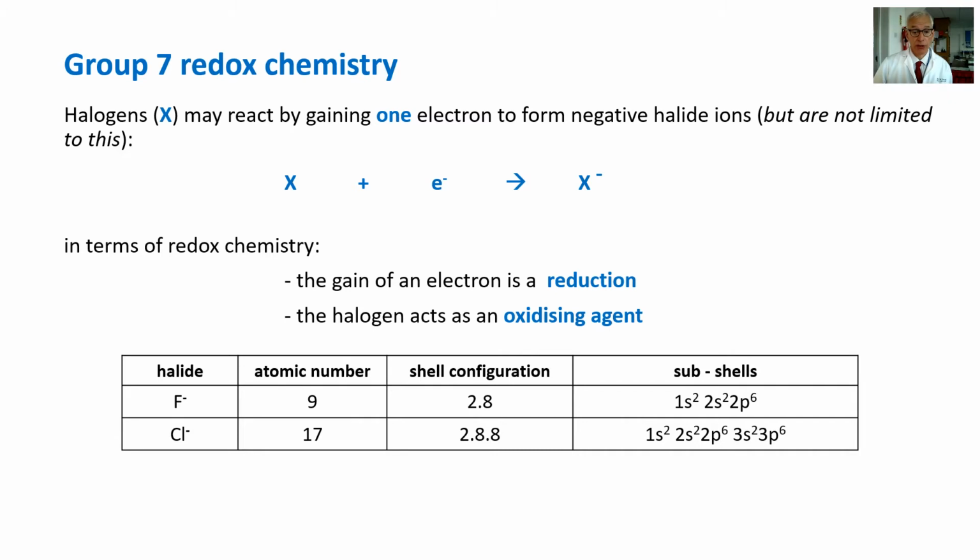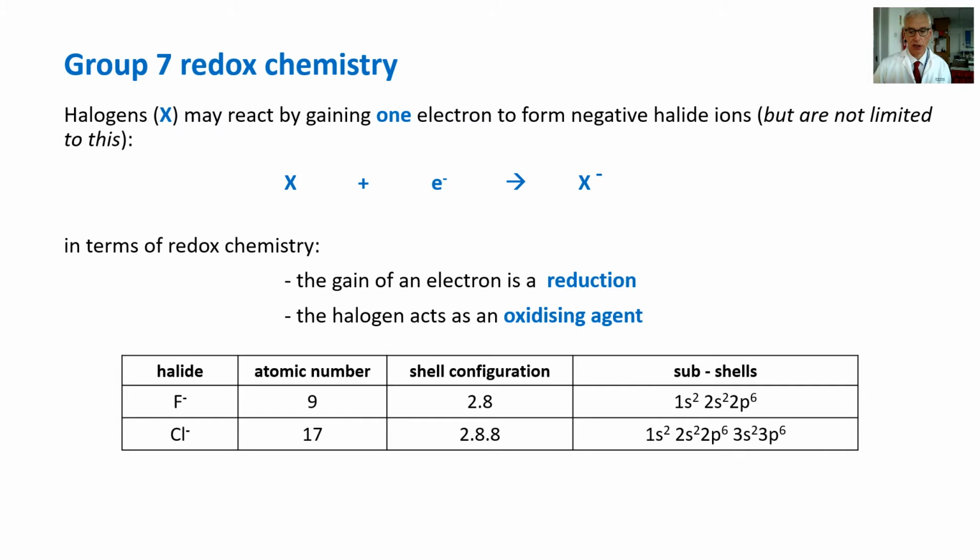The electron configuration in shells is 2,8 because fluorine as an atom has 9 electrons but has gained an electron to become negative, so it's now got 10 electrons, so its subshells are 1s2, 2s2, 2p6. Similarly, chlorine as an atom has 17 electrons. As an ion, it has 18, so 2,8,8, 1s2, 2s2, 2p6, 3s2, 3p6.